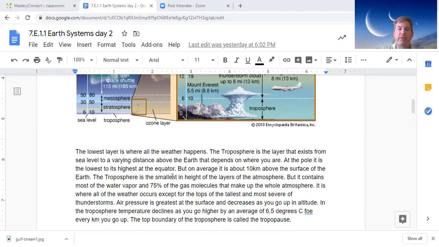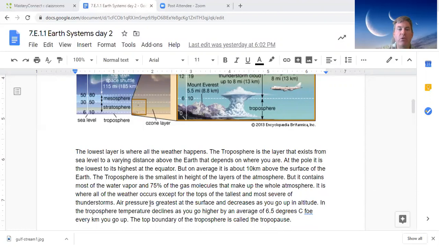So the troposphere is the smallest in height of the layers of the atmosphere. From top to bottom, it's the shortest. But it contains most of the water vapor and 75% of the gas molecules that make up the entire atmosphere. So in the smallest layer, you have the most stuff. But again, it's the closest to the surface of the Earth where the gravity is, so that kind of makes sense.